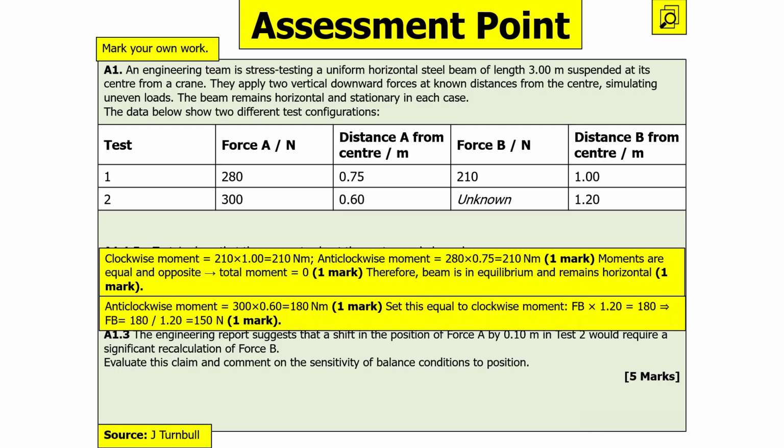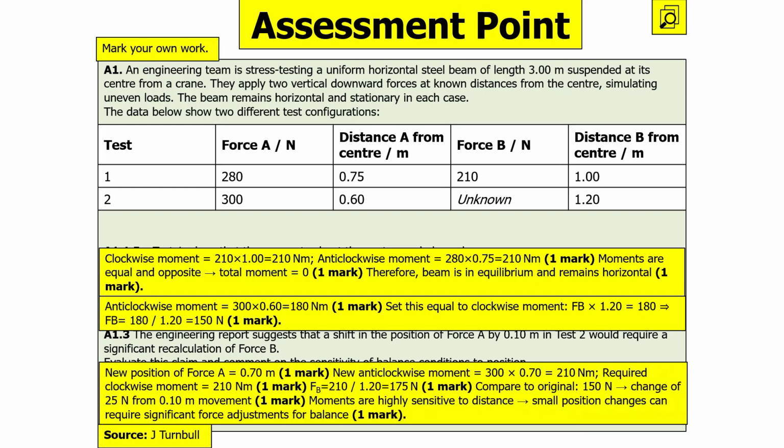For the next question, the anti-clockwise moment is equal to 300 times by 0.60, which is 180 Newton meters. So we can set this therefore equal to the clockwise moment. So therefore FB times by 1.2 is equal to 180. So therefore FB is 180 over 1.2, 150 newtons.